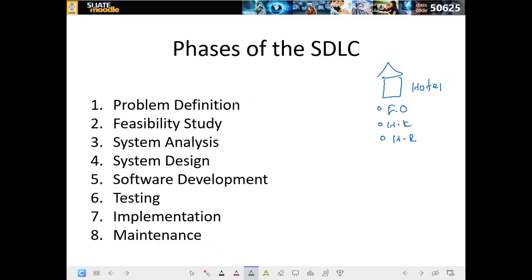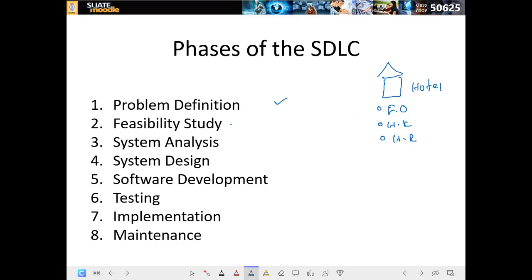The first stage is problem definition. You find whether there's a problem or not. Yes, you have a problem. The problem is, students, that you are using a manual system or an existing system, but it's very slow. It makes errors. It doesn't cater for the new requirements of the customers, right? So then you need a new system. You find what the problems are.